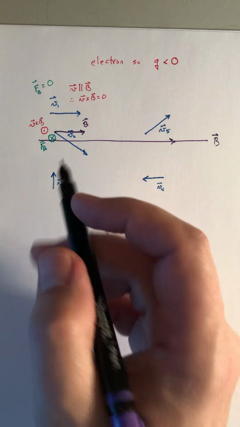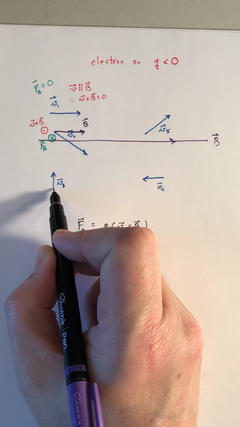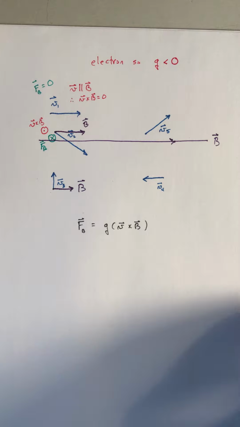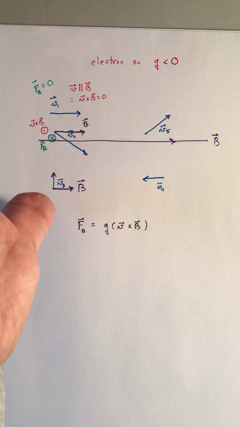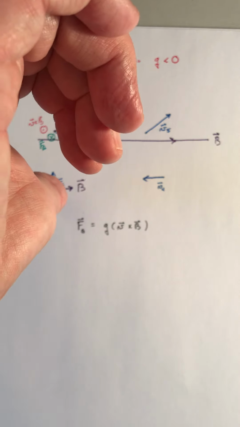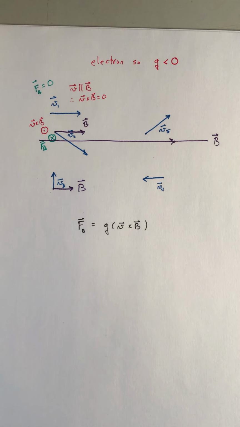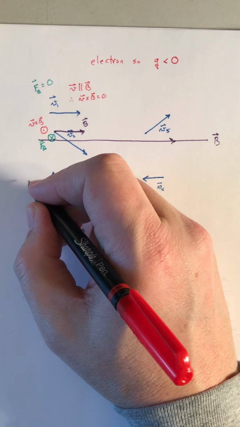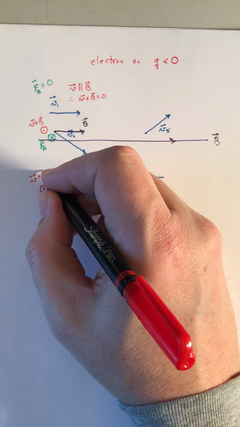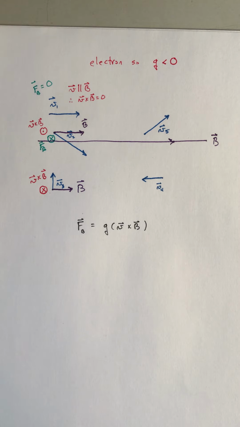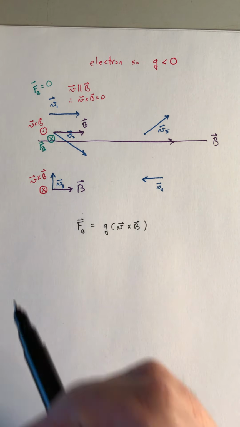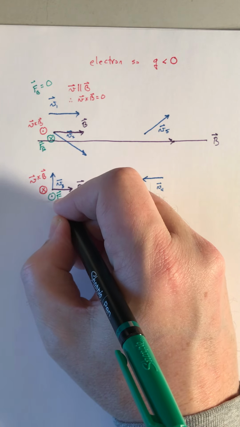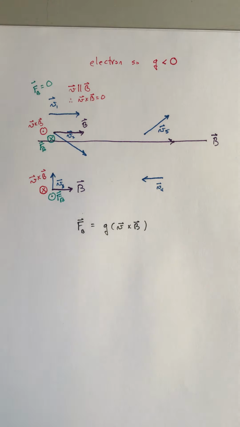All right, let's look at electron 3. So again, the magnetic field is just pointing to the right. V cross B is going to point into the page. So there's V cross B, and then the magnetic force points in the opposite direction as V cross B. So we'll have a magnetic force that is coming out of the page.